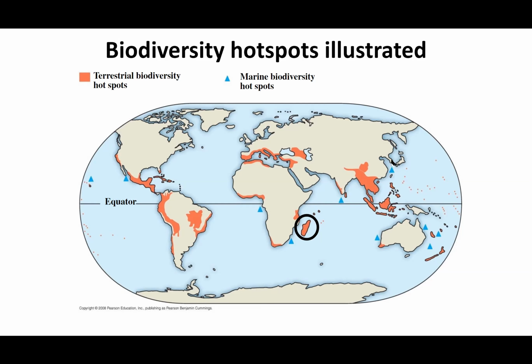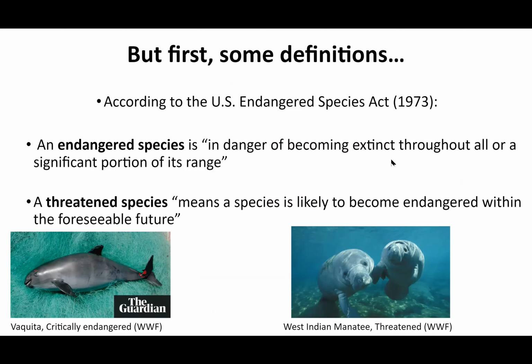All right, so that's biodiversity. That's where it's found globally, but there are hotspots, and we love as a population to live near those hotspots. So you can clearly see there's some overlap between biodiversity and where humans like to live.